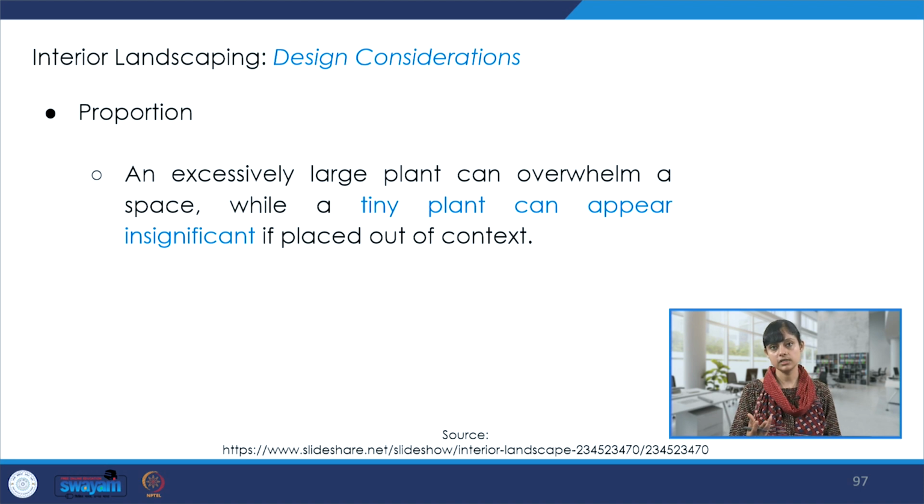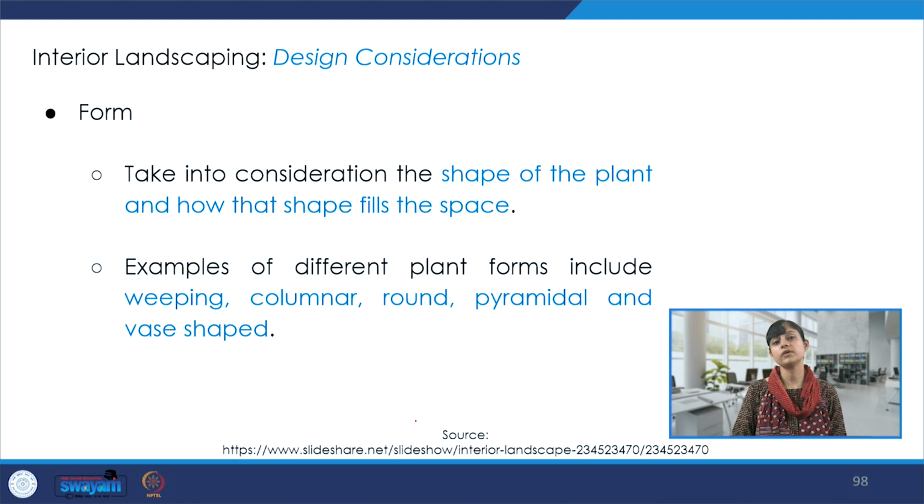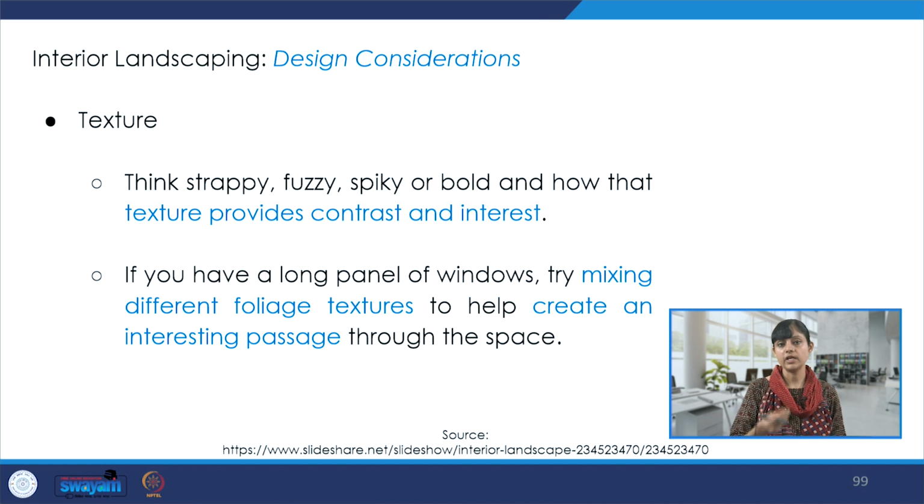In terms of design considerations, of course, proportion is very important, whether we are using a very tiny plant which can appear insignificant versus an entire wall which has the combination of multiple units of these plants, or it has a large plant, which grows and adds to the entire volume. In terms of form also, it's very important to consider what is the shape or form of the plant and how does it fill the space. That's important. And texture, what kind of texture does it provide, whether it is spiky or fuzzy, or does it merge with the surface, or does it provide a contrast with the surface, not just visually but in terms of tactility or texture.